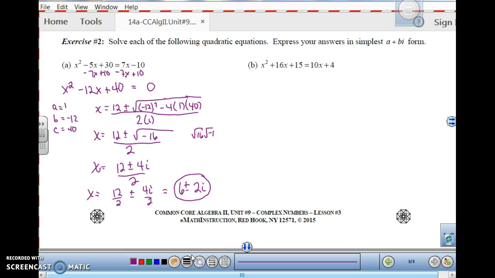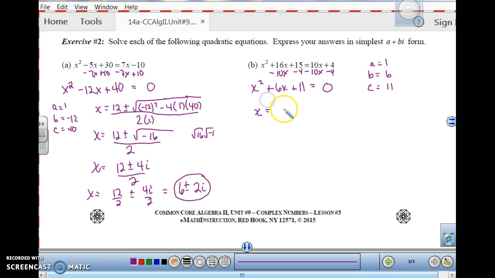Let's try the next one. x squared plus 16x plus 15 equals 10x plus 4. First of all, get it equal to 0. Minus the 10x, minus the 4. Watch your signs. That gives me x squared plus 6x plus 11 is equal to 0. Okay, so my a, b, and c: a is going to be 1, b is going to be 6, c is going to be 11.